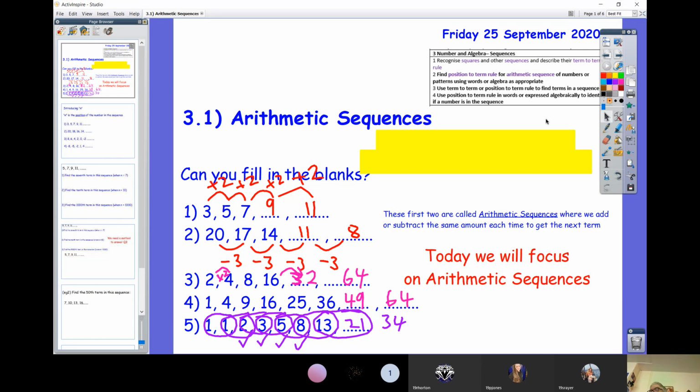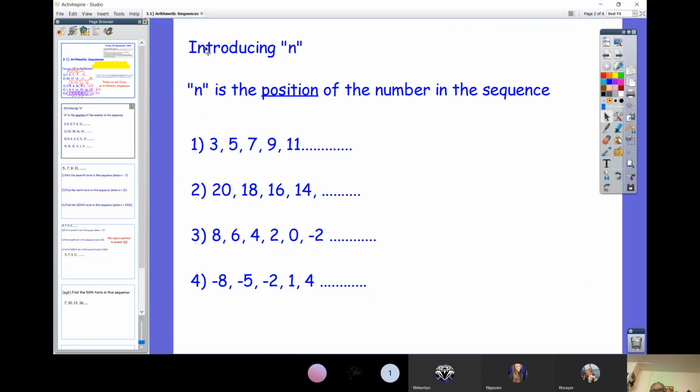Now, what you're going to have to get familiar with is what this n business is all around. You won't know what I'm talking about yet, but I want to introduce you to n. So can you do a subtitle, please, called Introducing n? This is going to be really important to understand. You're going to need to understand the difference between what n is and the number itself. Now, this is key.